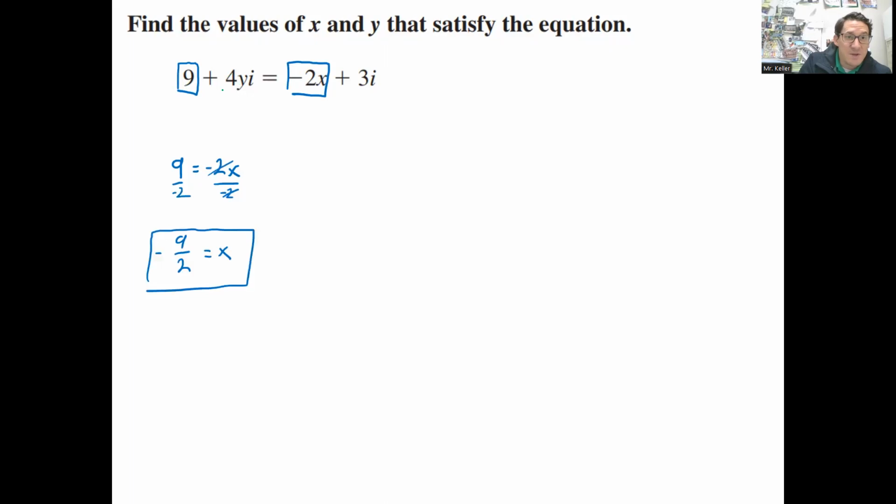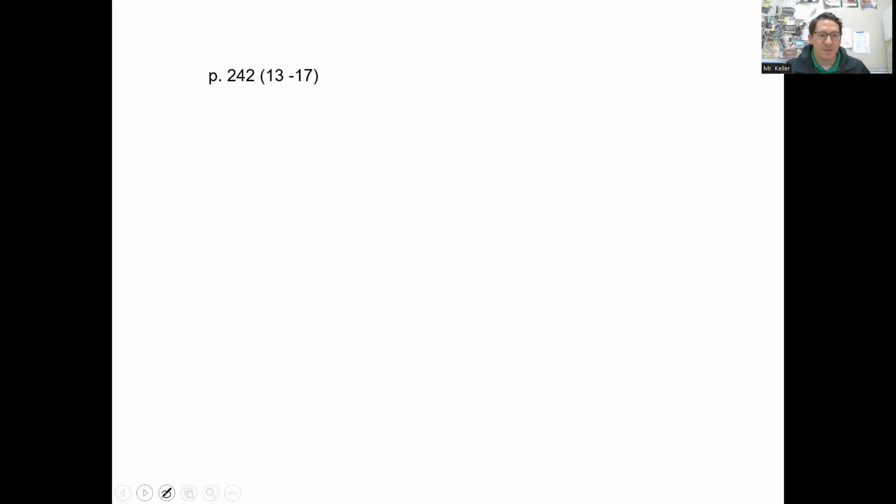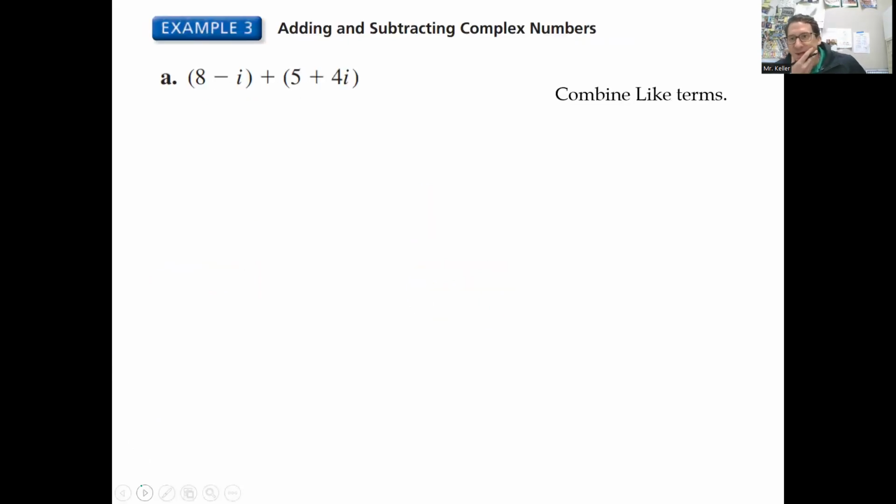This one I'll do in green. So here is the imaginary part attached to the i. I'm going to set those parts equal to each other. 4y is equal to 3. Solve for y, I need to divide by 4. So that cancels out. I get y is equal to 3/4. That's it. So just set the imaginary part equal to each other, real part equal to each other. And all that is helping us practice identifying the different parts. Last thing we're going to be doing is adding and subtracting complex numbers. Real simple. All it is is combining like terms.